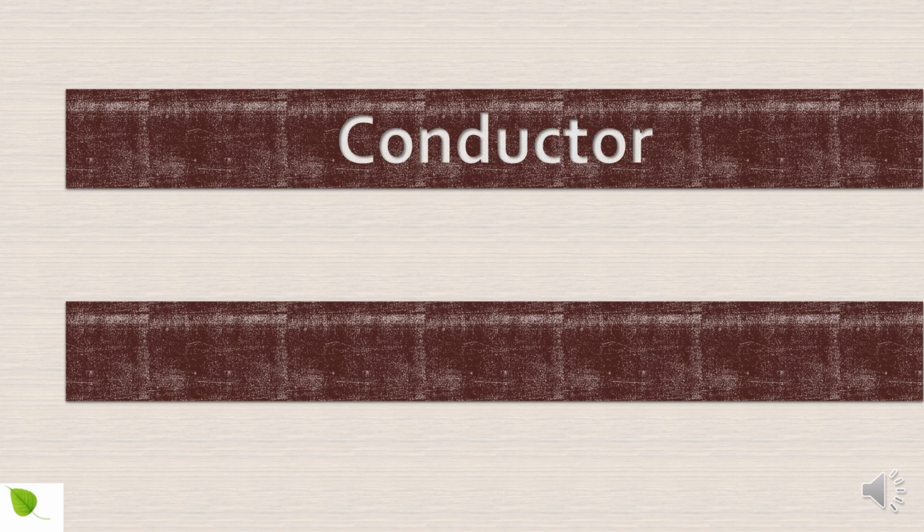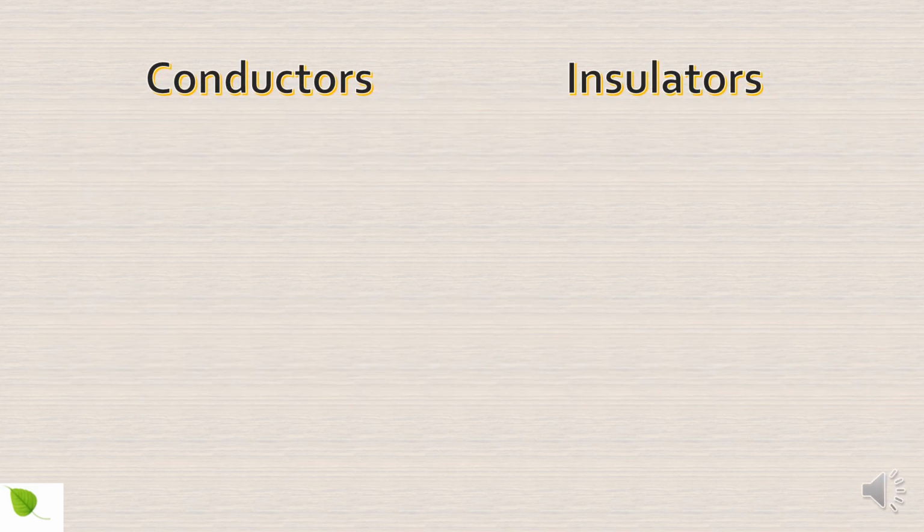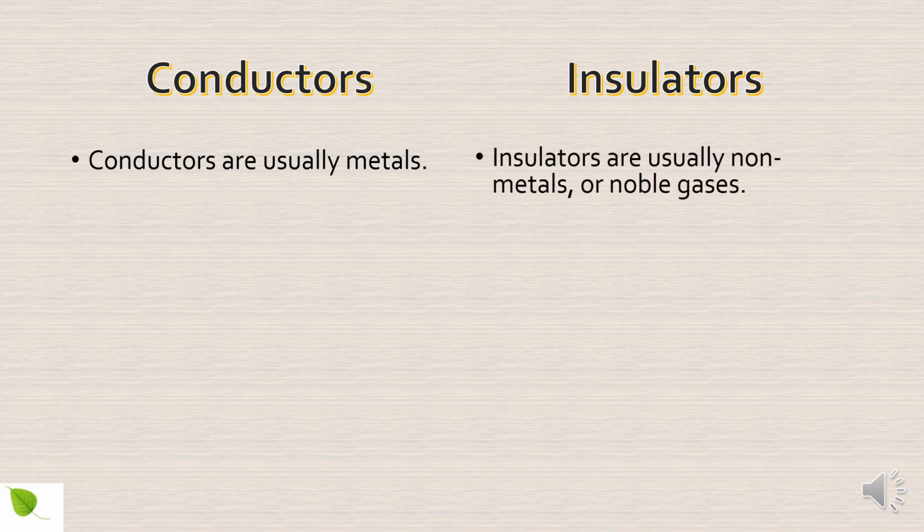When a material allows electricity to pass, we call it a conductor. But some materials don't allow electricity. These are called insulators. Conductors versus insulators. Conductors are usually metals. Insulators are usually non-metals or noble gases.